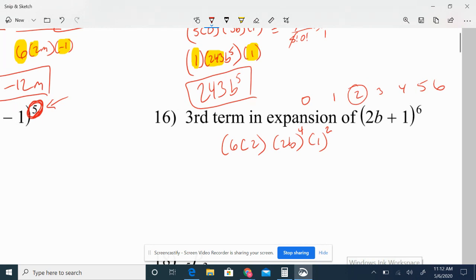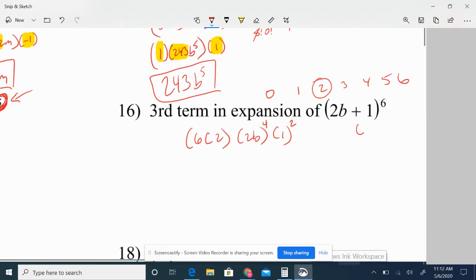All right, so what's 6 choose 2? Let's figure that out. 6 factorial over 4 factorial, 2 factorial. What's 6 factorial? Isn't that 6 times 5 times 4 factorial? I have a 4 factorial at the bottom, so that's why I stop at 4 factorial. They cancel out. Now my 2 factorial, isn't that 2 times 1? So on the top, I have 30. At the bottom, I have 2. Isn't 30 divided by 2, 15? So 6 choose 2, I have 15.